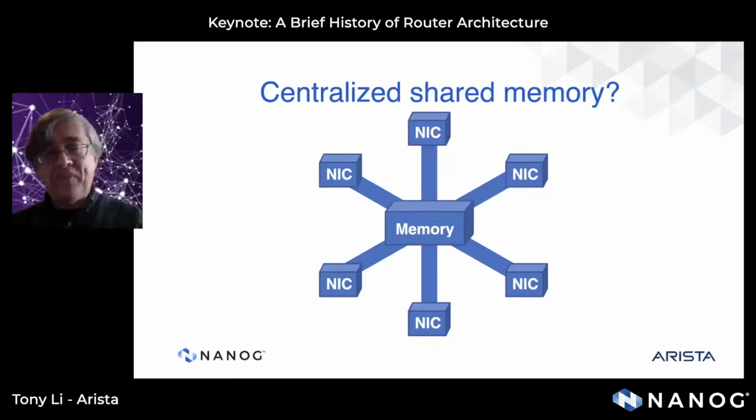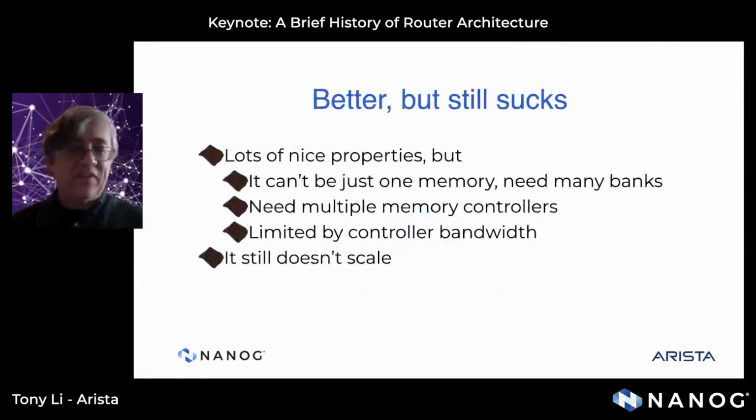We don't have queuing problems. But memory bandwidth is somewhat limited. We can only build memories that are so big, and in doing so, we end up with a problem that we still can't scale. So this sucks too. We really need to do something very, very different.